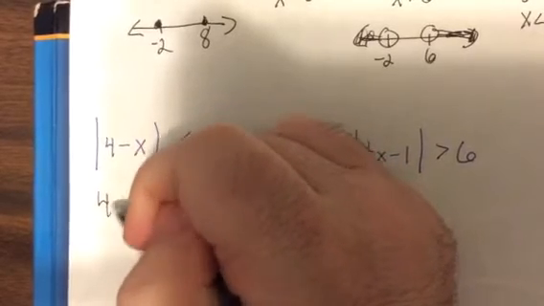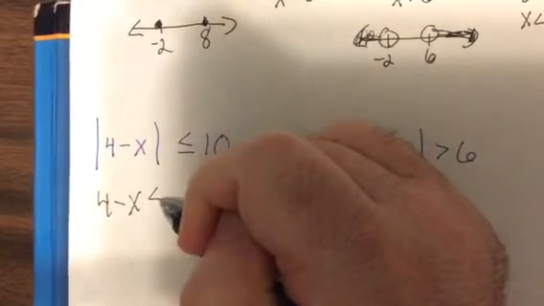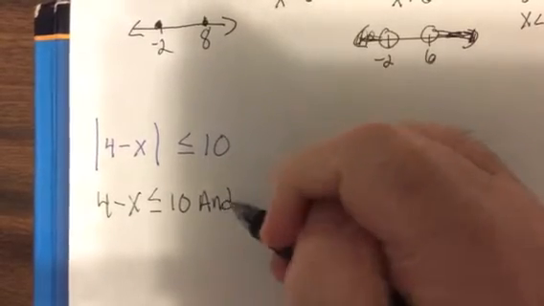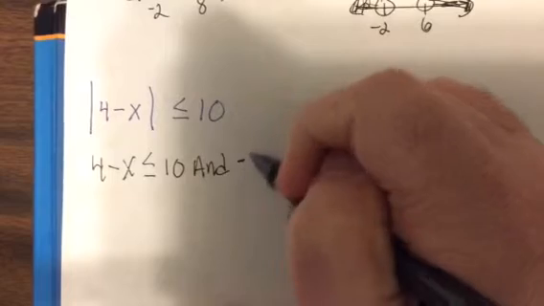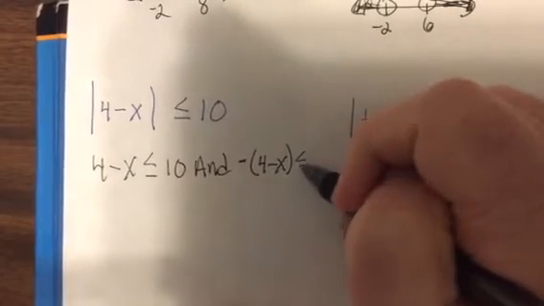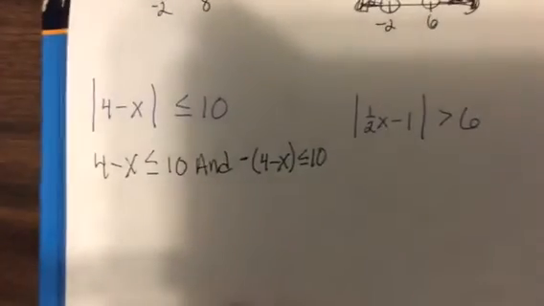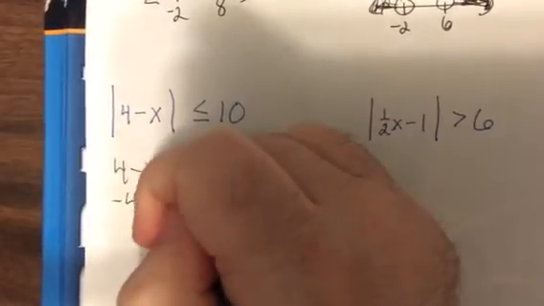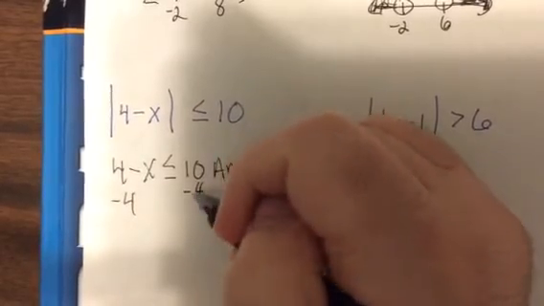So 4 minus x is less than or equal to 10. And the opposite, 4 minus x is greater than or equal to negative 10. So we subtract 4.